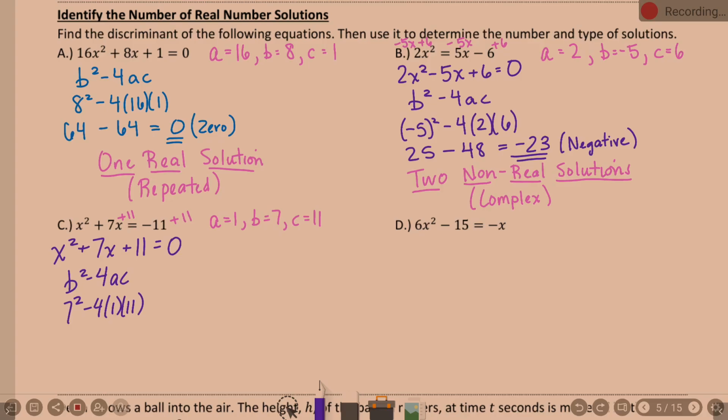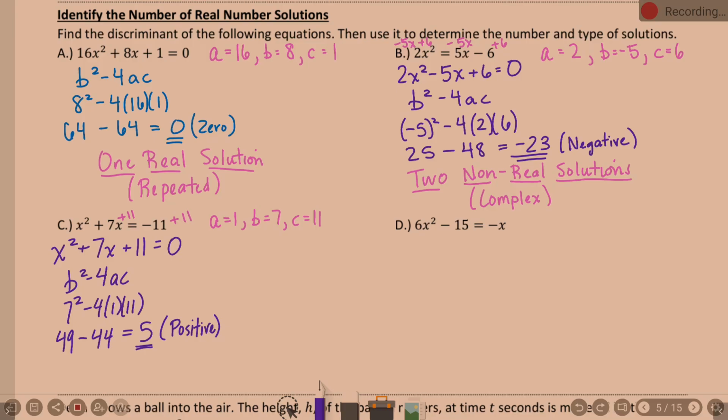7 squared is 49. Minus 4 times 1 times 11, so minus 44. 49 minus 44 is 5. What do you know about the number 5? It's positive. Okay, my discriminant worked out to be positive. Or if you go back up to the original chart, it worked out to be greater than 0, yes? So if it is positive or greater than 0, what's it say up top?